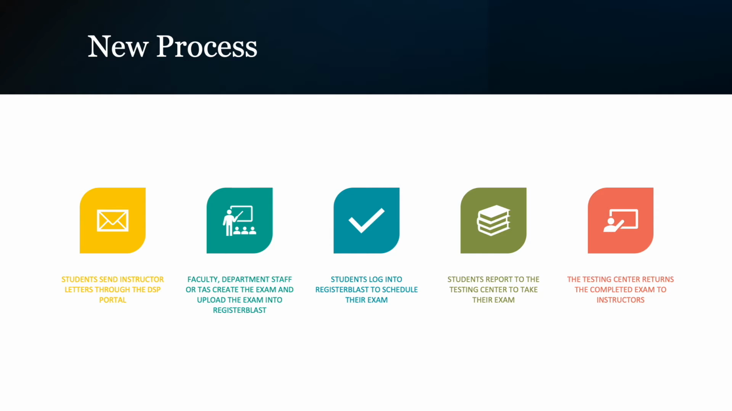First, students will log into the DSP portal to send the instructor letters. The instructor letters let faculty know the students' approved accommodations for each DSP student enrolled in their courses. Then, faculty, department staff, or TAs log into RegisterBlast to create the exam and upload the exam files. Next, students will log into RegisterBlast to schedule their exams. On the day of the exam, students will report to the testing center and take their exam. Finally, the testing center will deliver the completed exam according to the instructions provided.